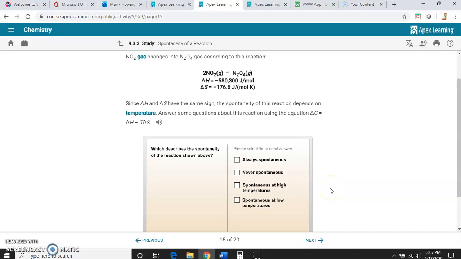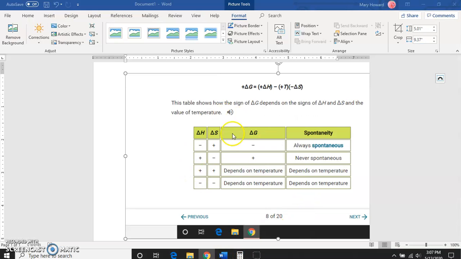Now, which describes the reaction above. We're at the point where it's not always or never. It's not really going to be an option, because if we go back to this, which I screenshotted from the beginning part of the lesson, if we have both of them being negative, it depends on temperature. It's never going to be always. Remember, this was the only way that we could really have it always or never. When the signs were both the same, it really depended on temperature.